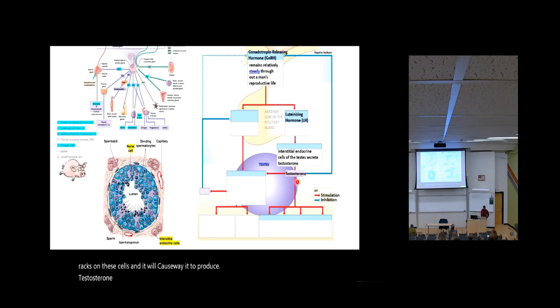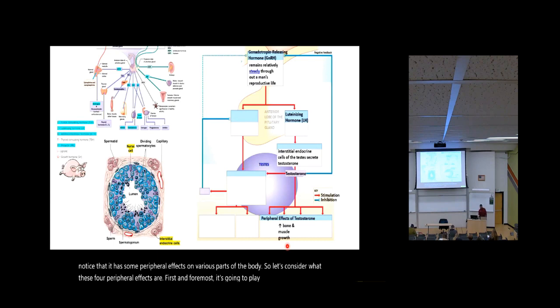Notice that there is one arrow pointing towards the testes, meaning that testosterone will have an impact on the testes, and we will consider that in a minute. But first, notice that it has some peripheral effects on various parts of the body. Let's consider what these 4 peripheral effects are. First and foremost, it's going to play a role in increasing bone and muscle growth.